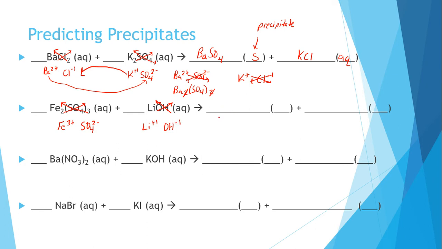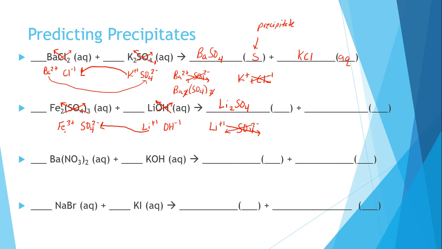And then you need to recross your new combinations to get your products. Remember, positive is going to go with my negative. So if I have Li +1 and SO4 2-, I need to cross this down. I get Li2SO4. My 1 can cross down, but you don't have to write your 1.